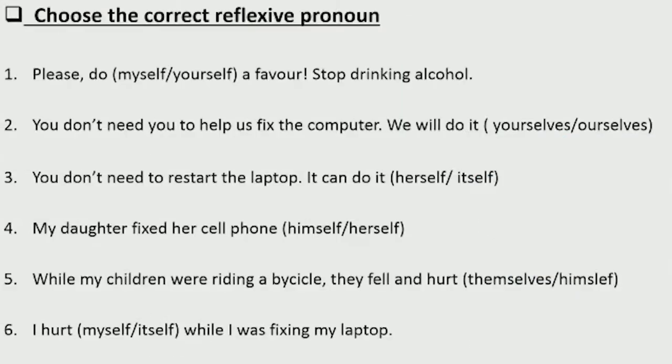Now, I'll give you some time to do this, to choose the correct reflexive pronoun. So take some time.